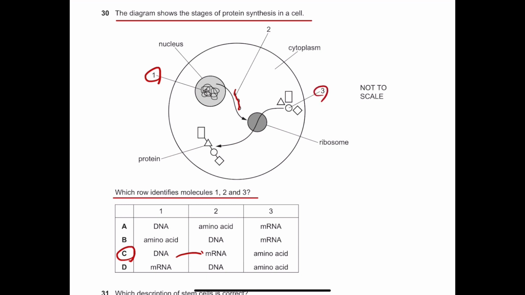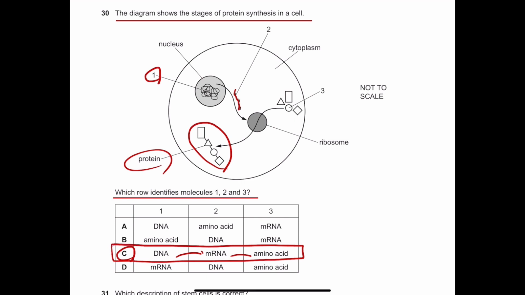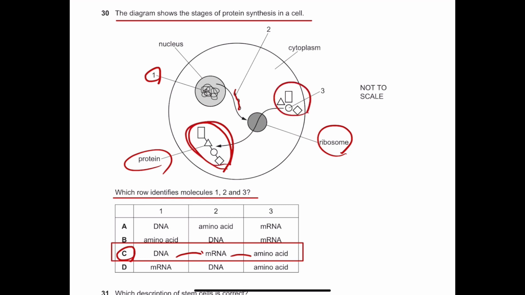3 looks like some components that are made into proteins. So what are proteins made of? Amino acids. So the answer surely is C for this one. So ribosomes are the organelles that produce proteins, and they assemble the amino acids into proteins, and the process is called translation.